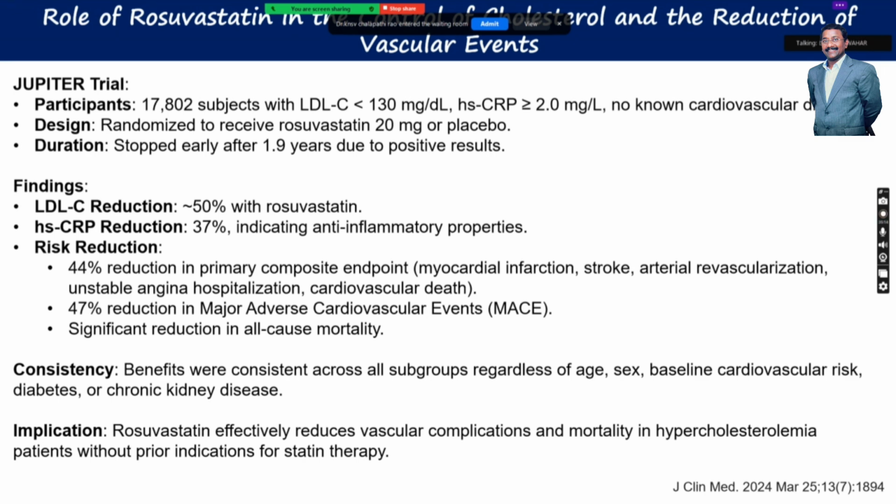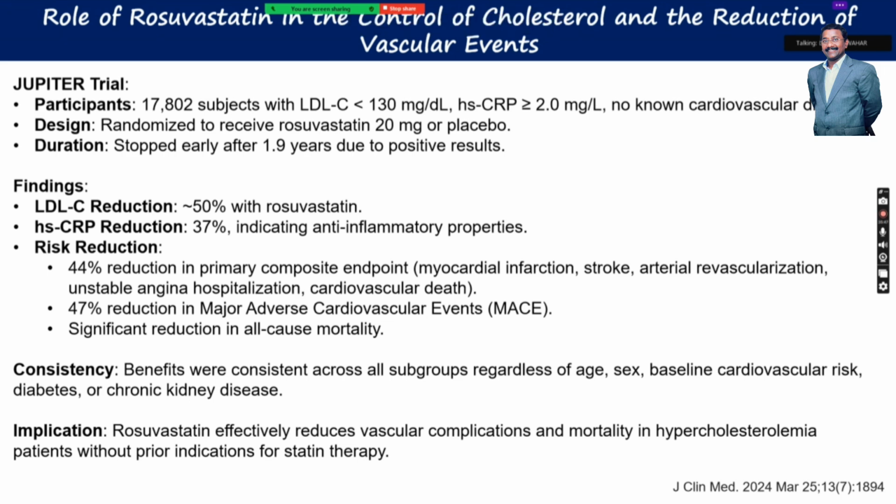In the Jupiter trial, about 17,000 subjects with LDL-C less than 130 and high sensitivity CRP, with no known cardiovascular diseases, were studied. So they gave importance to high sensitivity CRP in these subjects. This is the vascular inflammation marker. High sensitivity CRP should be less than 1 and should not be more than 3; above that is very high risk. They stopped early after 1.9 years due to the positive results, so nearly a 2 year study.